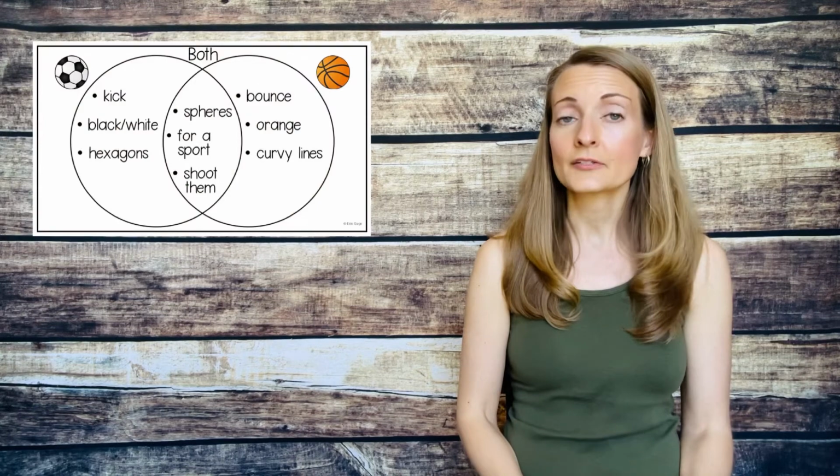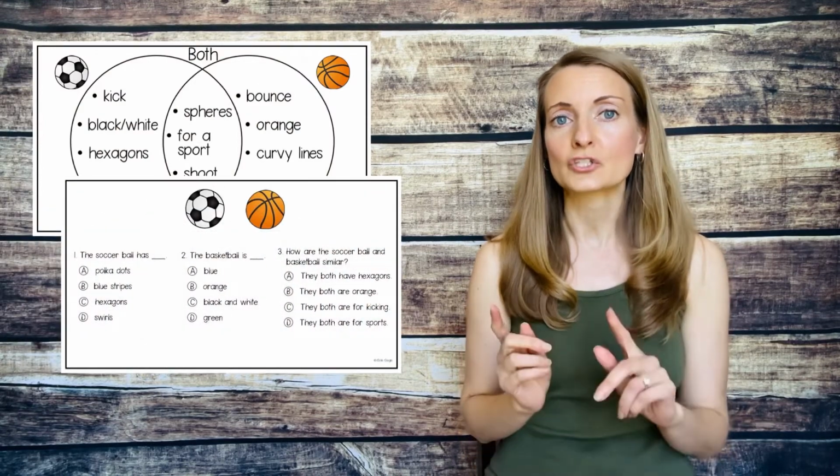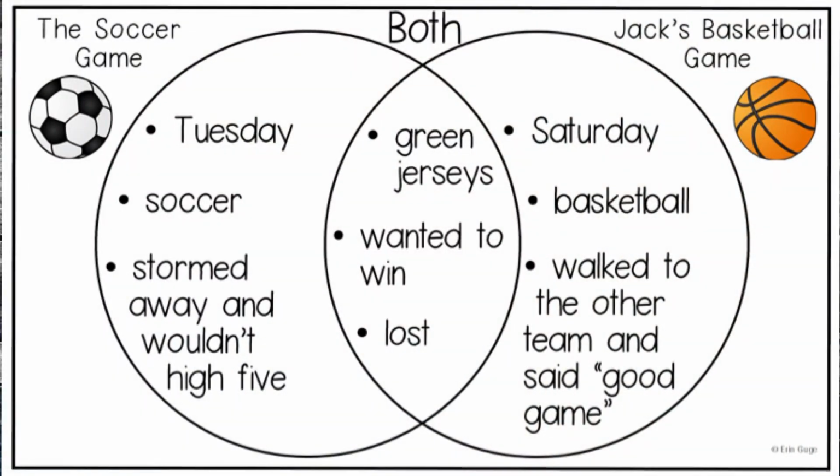Okay, and just like we used a Venn diagram and answered multiple choice questions about pictures and words, we can do the same for paired passages. Let's take a look at this Venn diagram. These are the same ideas we talked about last time when we read the stories The Soccer Game and Jack's Basketball Game. In the middle for both stories, it says the boys had green jerseys, they both wanted to win, and they both lost. That's how they are similar.